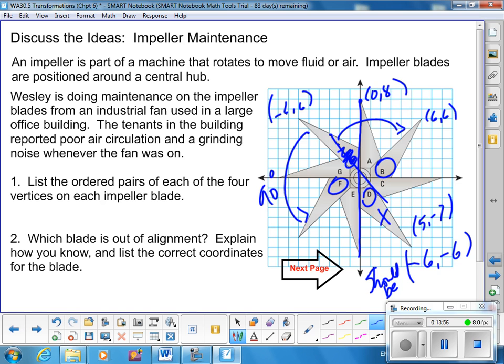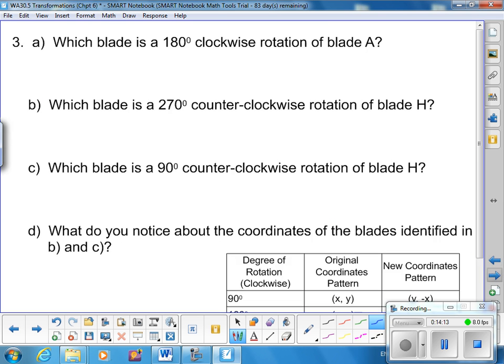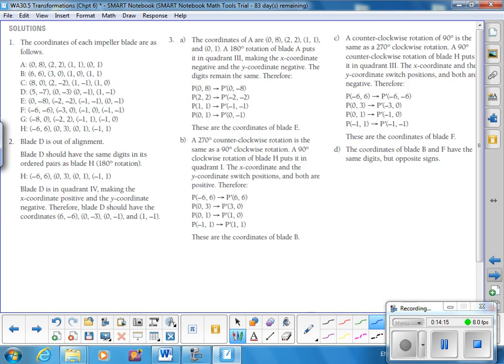And what do you notice about the coordinates of blades identified in B and C? You'll notice that when you do a 180 degree rotation, the coordinates of blades B and F have the same digits but opposite signs. So I'm going to put up the answers so you can take a look at those, but you should be able to look at a picture and determine how far they've rotated various pieces of that picture.